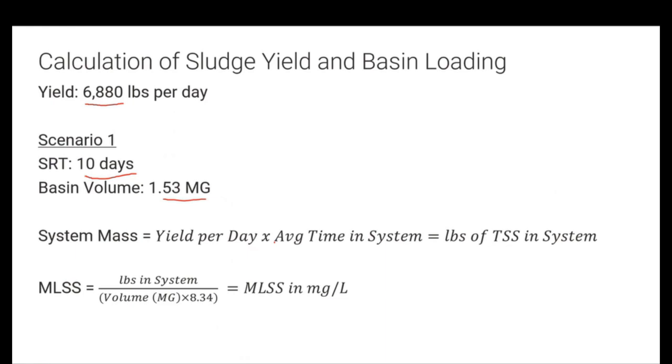All right, who wants to take us through the first step? We took our 6,880. That's pounds of TSS, and multiplied that by the 10-day sludge retention time. And that gave us 68,800.